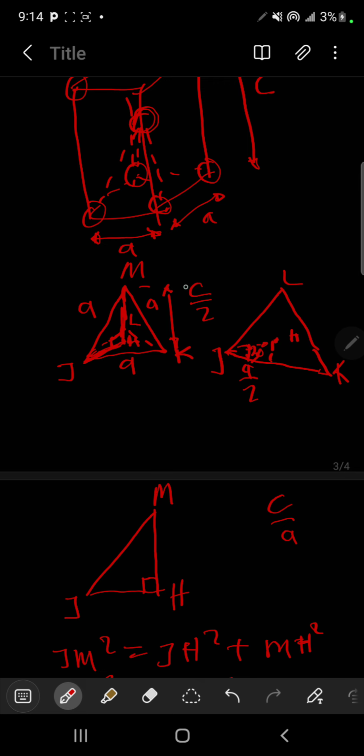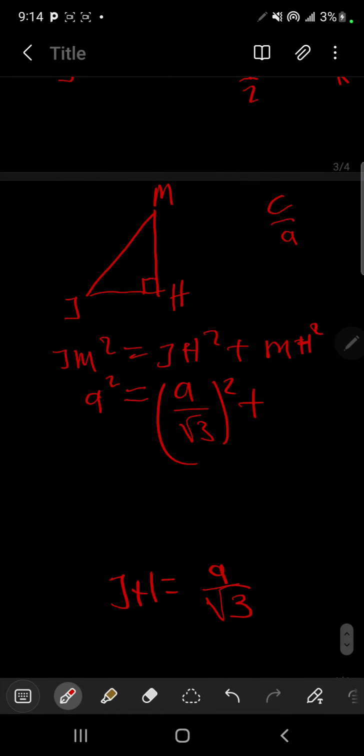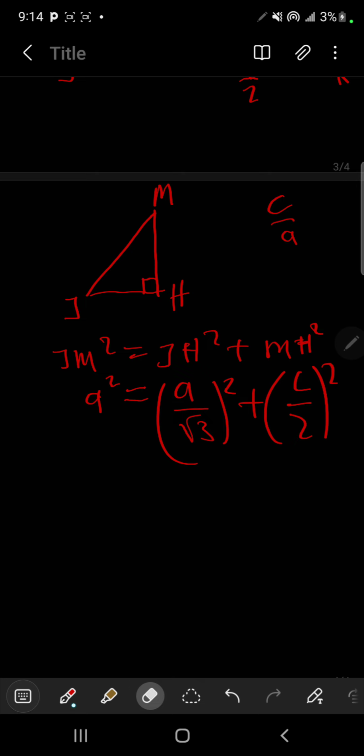So for MH, we still come back to this diagram we had made there. Notice that we are mostly getting our variables from this diagram. So MH, I don't know if you can see the h. This is simply just the same as the height, which is c over 2. So we can put c over 2 there, then square it. So almost done. Second step of getting the ratio c over 2.